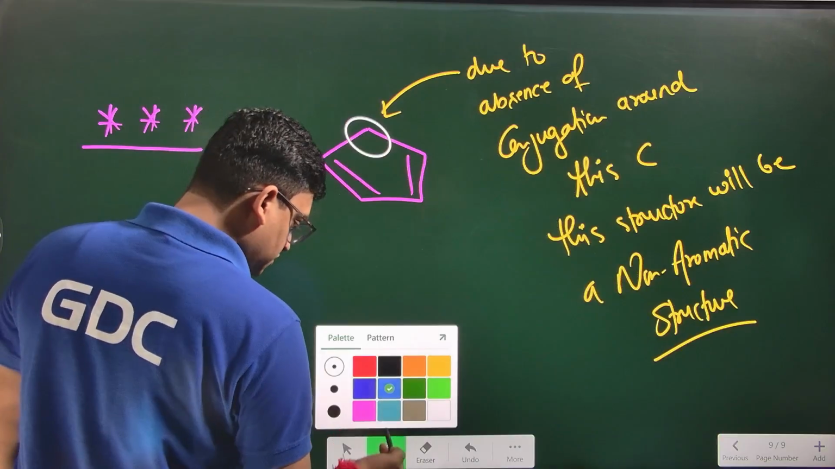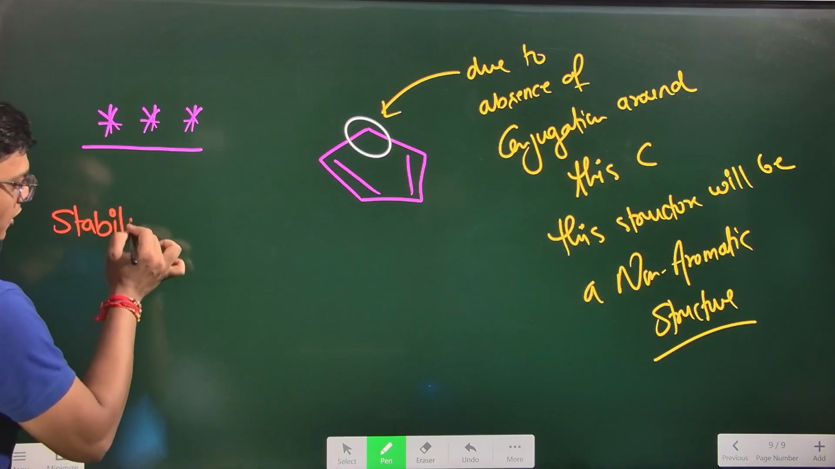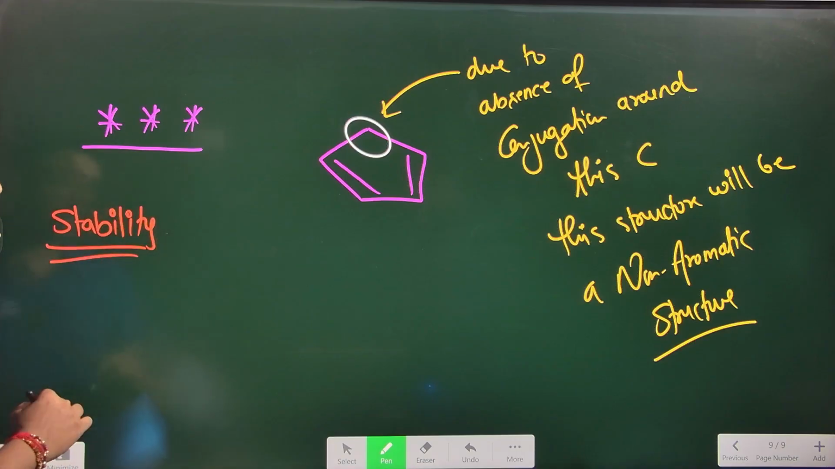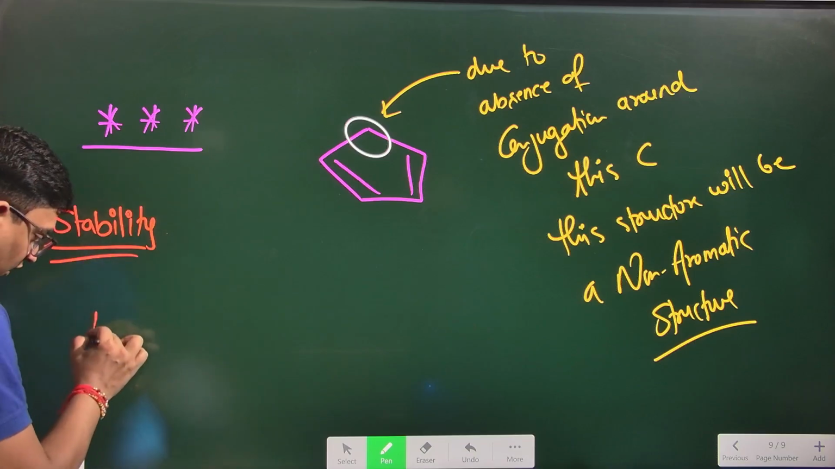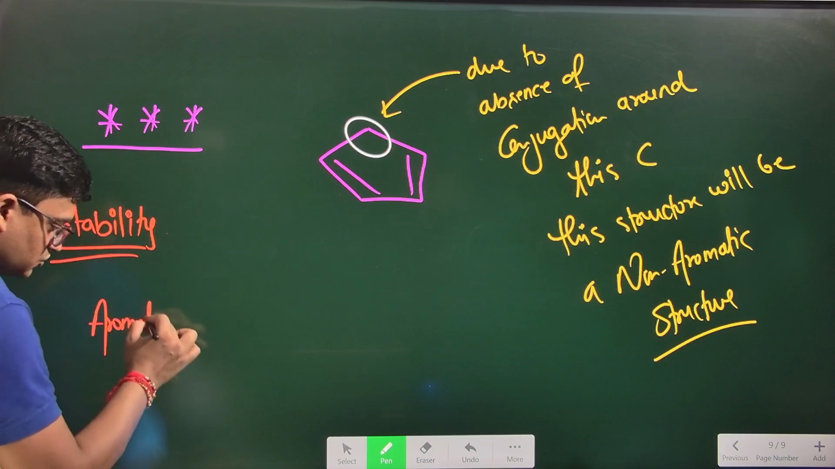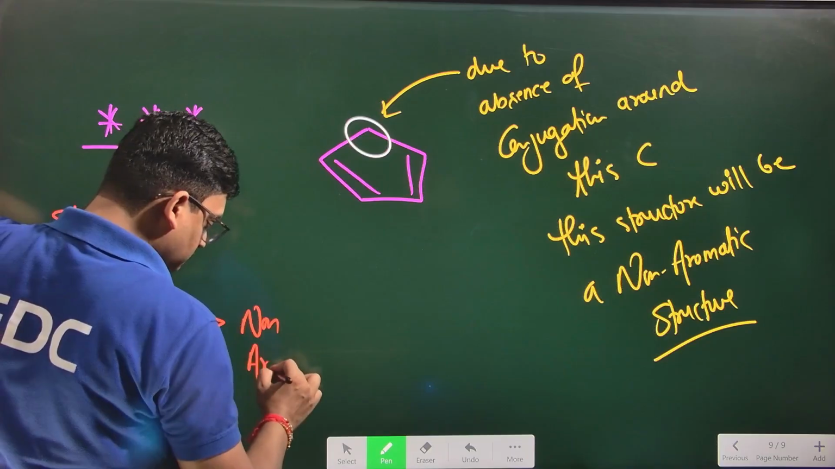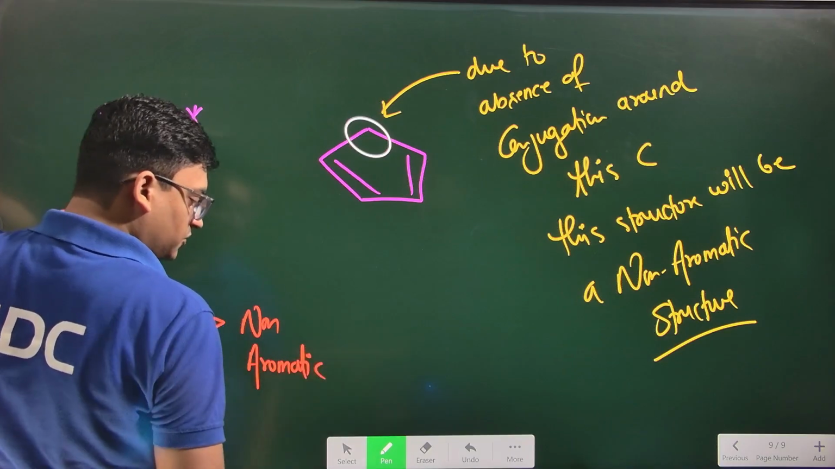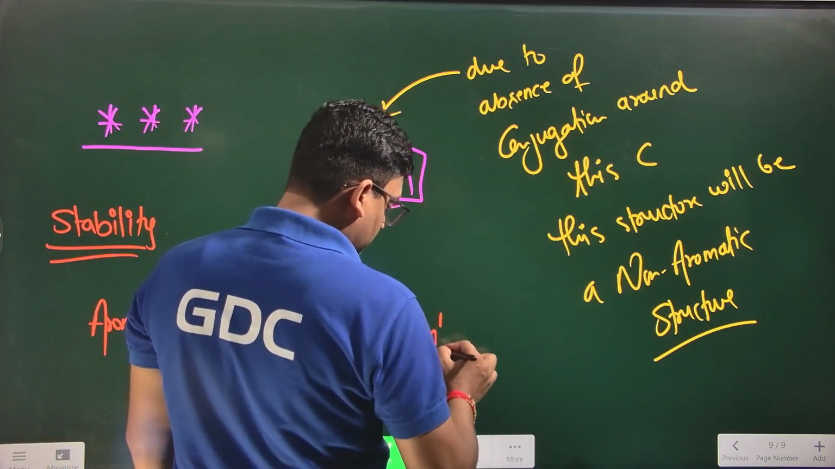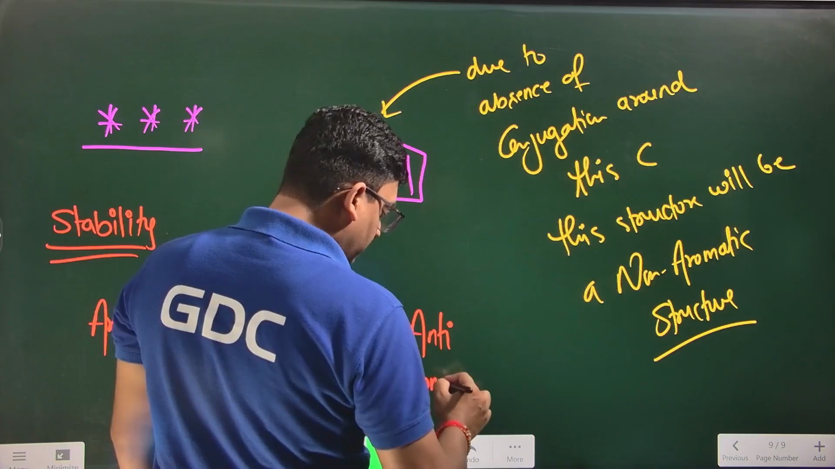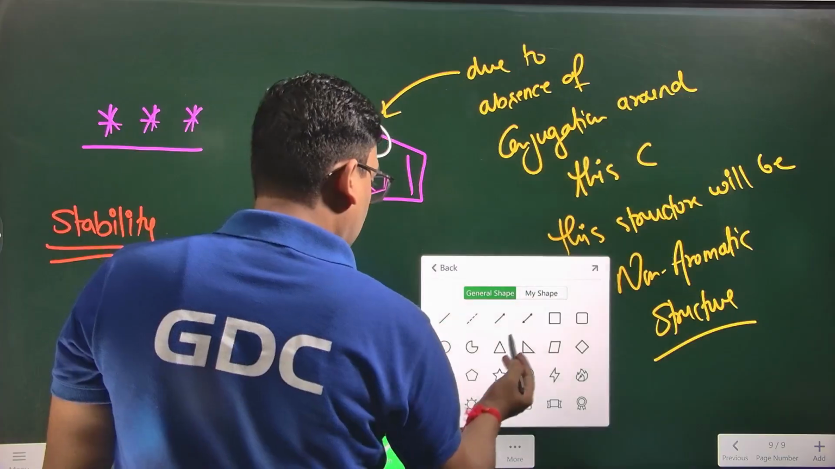The most important condition for a compound is stability. Aromatic compounds are the most stable compounds, and this is a question in many competitive examinations. The order of stability: an aromatic compound is always more stable than a non-aromatic compound, while a non-aromatic compound is always more stable than an anti-aromatic compound. Anti-aromatic compounds are the least stable.